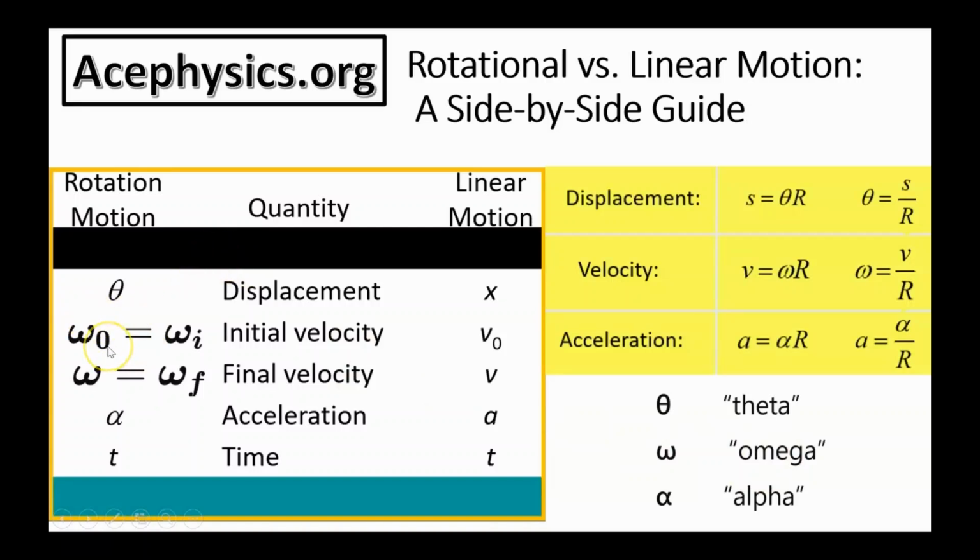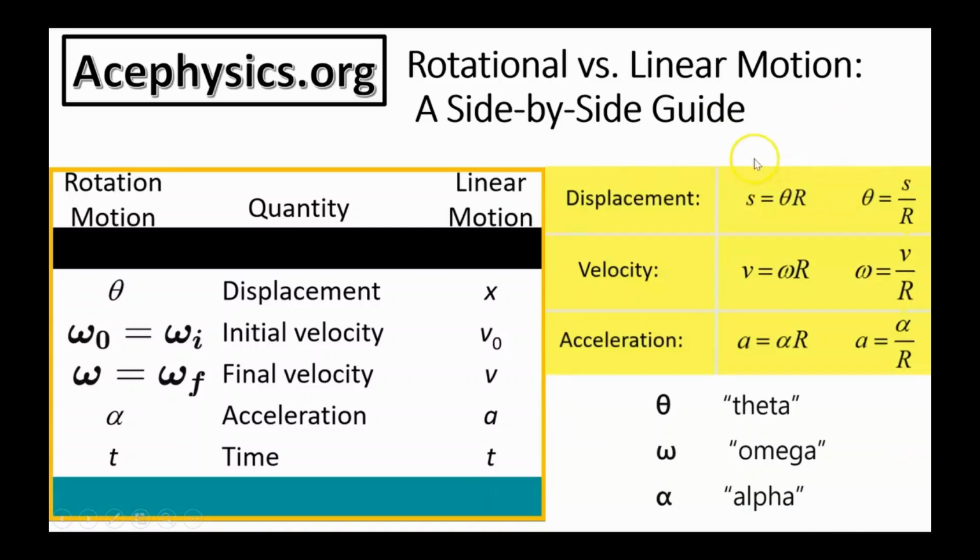Omega sub-zero, also known as omega naught, is the same thing as omega i, which is initial angular velocity. Omega or omega f is final angular velocity. The analogous linear quantities are v, which represents linear velocity. The Greek letter alpha represents angular acceleration. It is in units of radians per second squared. And a represents linear acceleration. In both rotational and linear motion, t represents time.